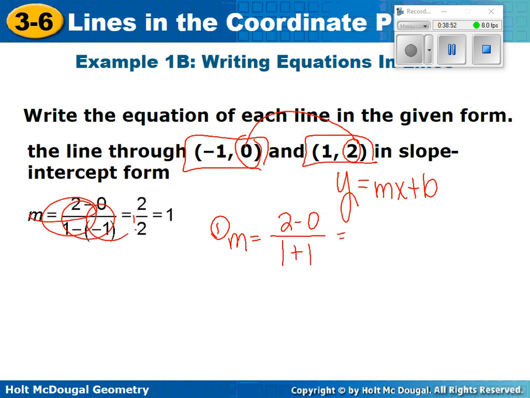Okay. And then that simplifies to 2 over 2, which simplifies to 1. So that's going to go in the place of our m. So now I'm going to have y equals 1x plus b. How do I find the y-intercept?